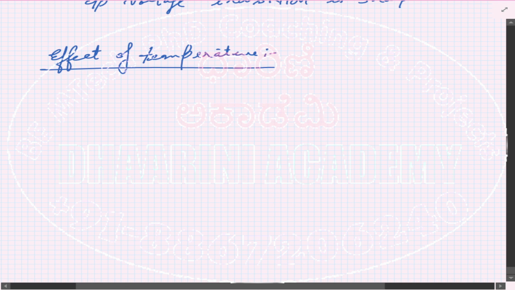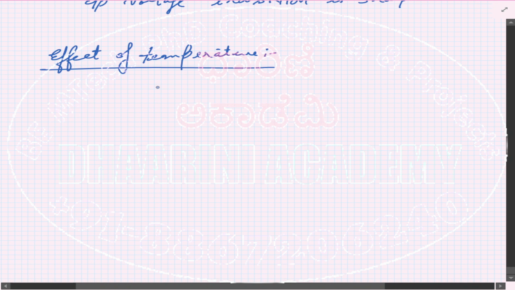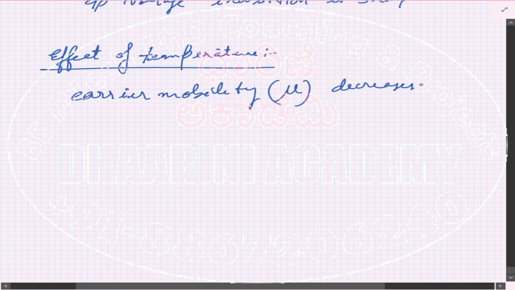Effect of temperature. Why is the effect of temperature important? Because when the temperature varies, the mobility of the electrons or the holes will also vary, because they are directly dependent on the temperature. So, carrier mobility. I'll write it in simple words; you just explain this in your answer. The mobility, that is mu, decreases with increase in temperature.